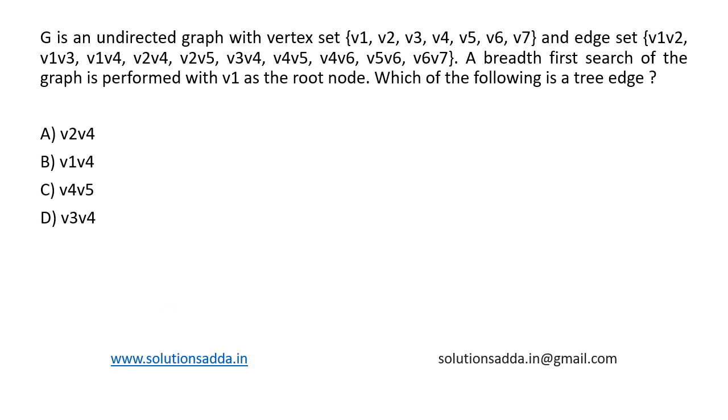This is a previous year ISRO question. G is an undirected graph with the vertex set V1 to V7 and edge set as shown. A breadth first search of the graph is performed with V1 as the root node. Which of the following is a tree edge?